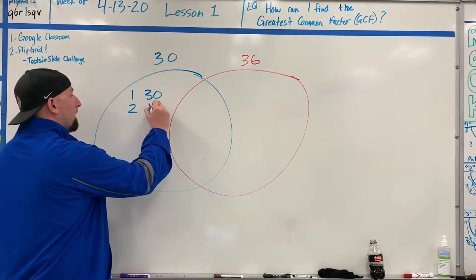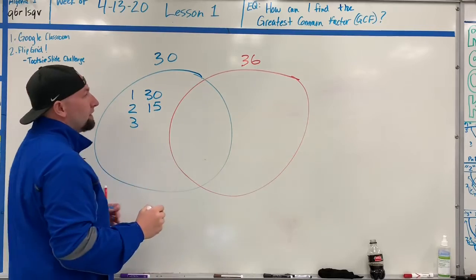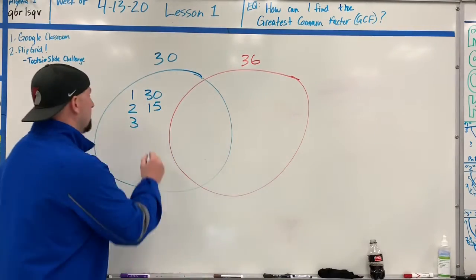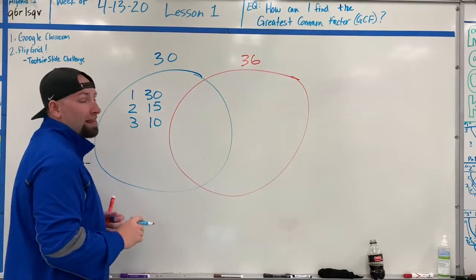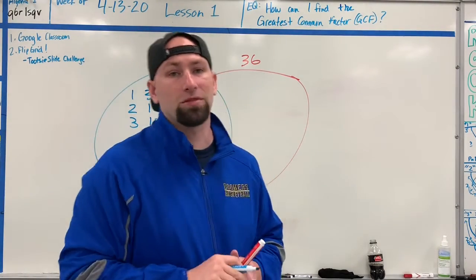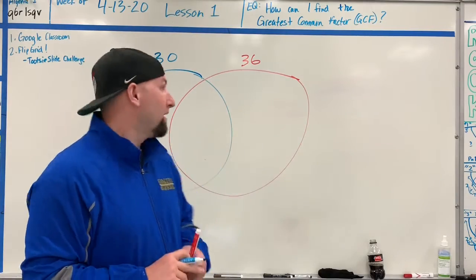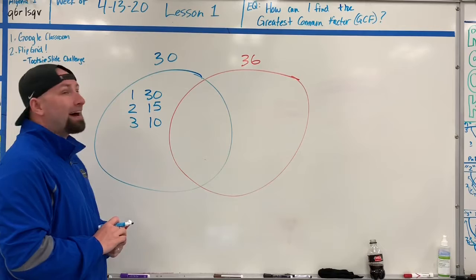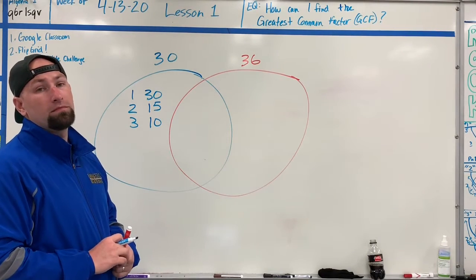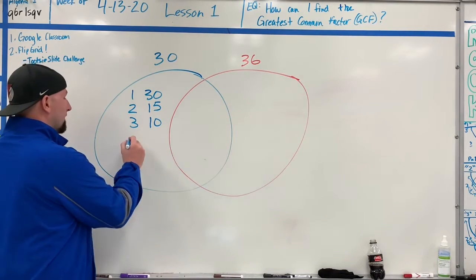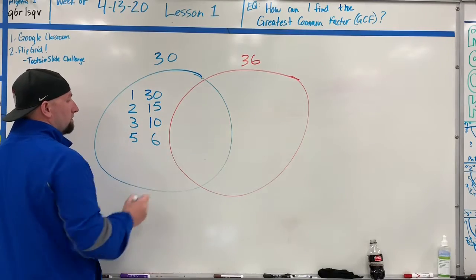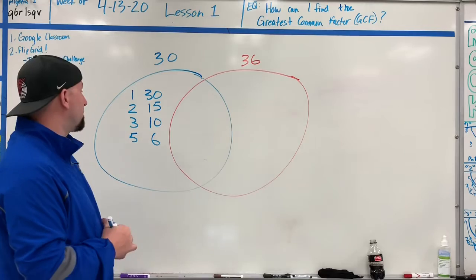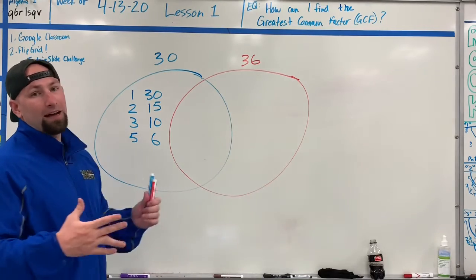15. Okay, 3, is there a number that can be multiplied times 3 to get to 30? There is. It's 10. And they have to be whole numbers. They can't be decimals. How about 4? Well, no, because half of 15 is 7.5, so that's not going to work. How about 5? Yes, 5 times 6. Now that's the last one. So those are all of our factors: 1, 30, 2, 15, 3, 10, 5, and 6.